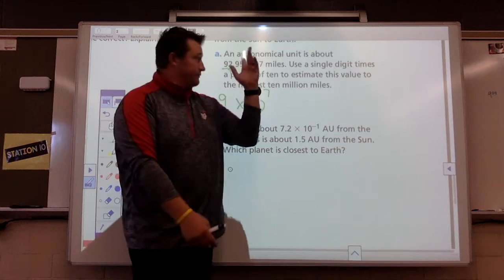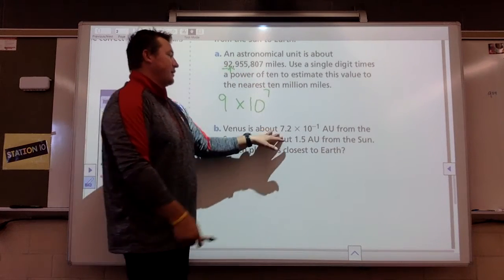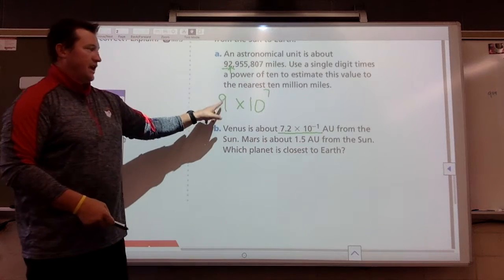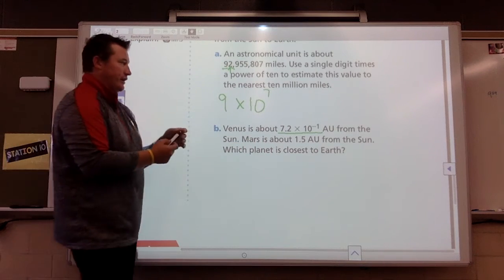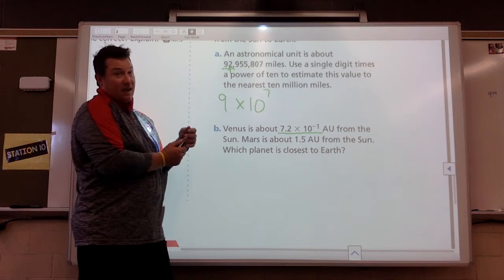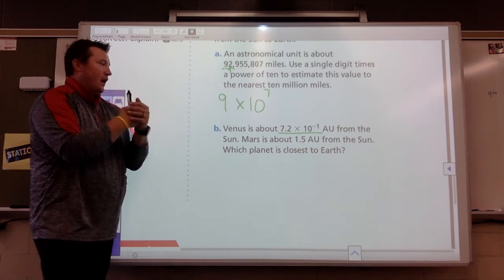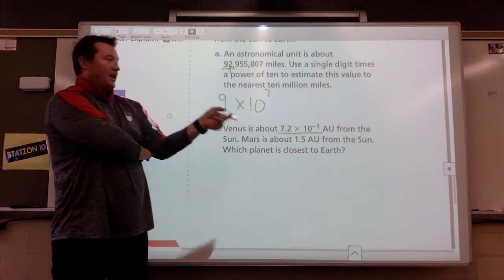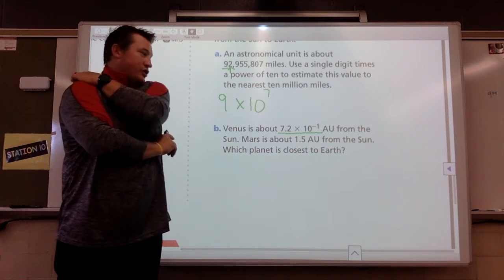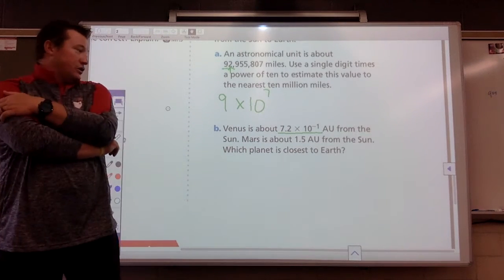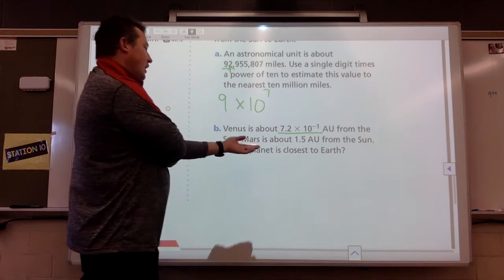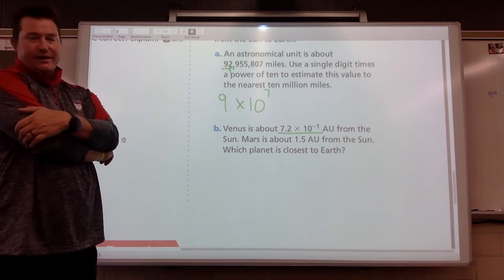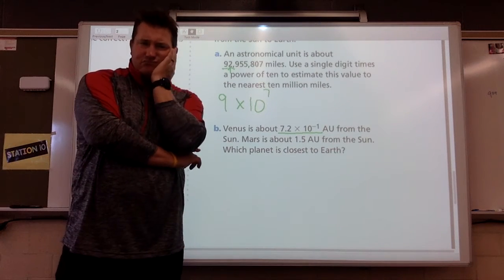That's your answer. Okay. Venus is about this many astronomical units. Again, this is 1 astronomical unit right here. This many miles. It's a lot of miles. All right. So Venus is about that far from the sun. Mars is 1.5 astronomical units from the sun. Which one's closest to Earth? I have no idea. I don't even know how we can solve this.